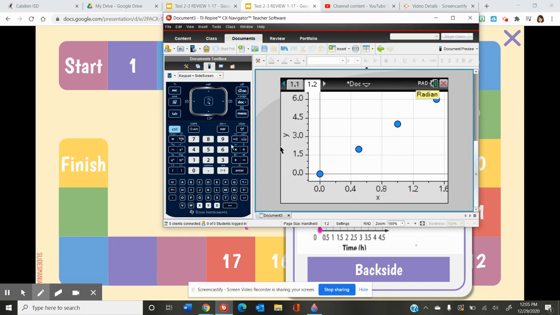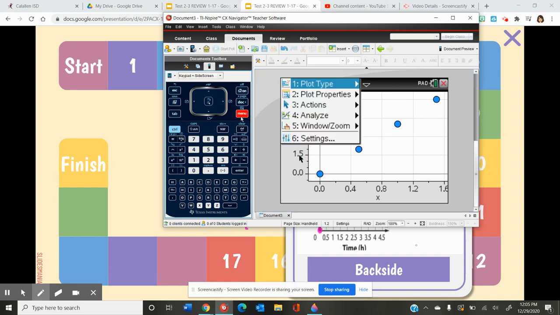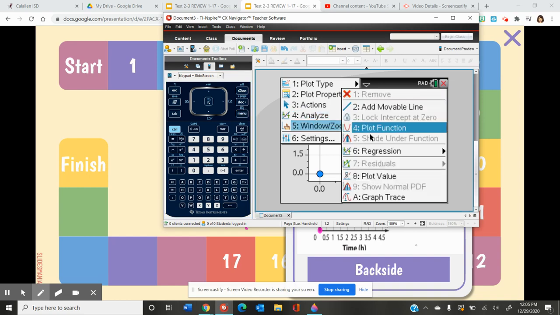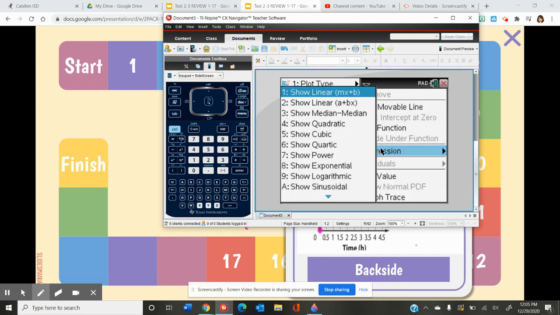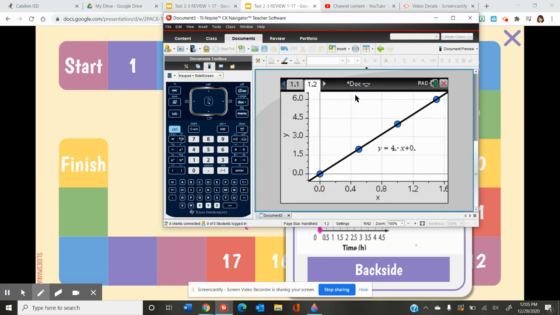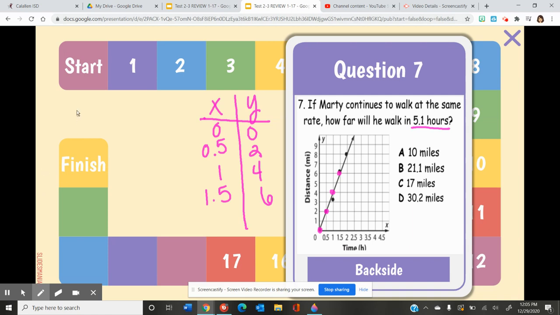So now that we have this, we want to find our trend line. How we do that is we're going to press menu, we're going to press 4 to analyze, and we're going to press 6 for regression, and we want it in a linear form, y equals mx plus b, so we're going to press 1. So again, that's menu 4, 6, 1. And we get the trend line at y equals 4x. So here our trend line is y equals 4x.